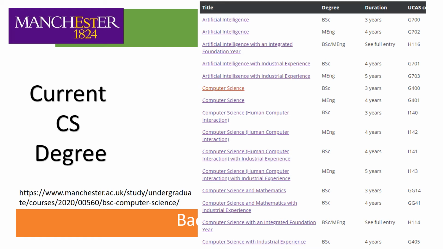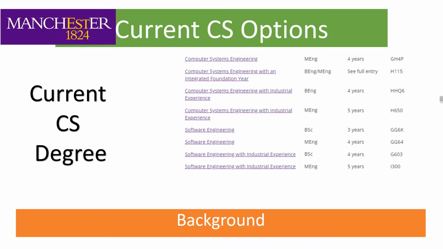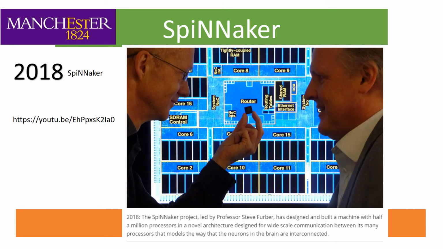There is a big movement in artificial intelligence at the moment, and you can see there are a range of different courses that you could take if that's the route you wanted to take. You can also take computer science with other subjects such as mathematics, and there's lots more different options there. Here are a few more of the different types of degrees that you can do at Manchester University, including software engineering.